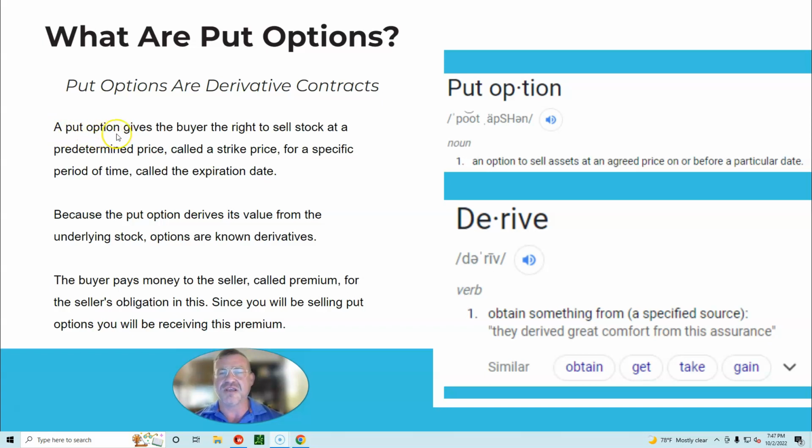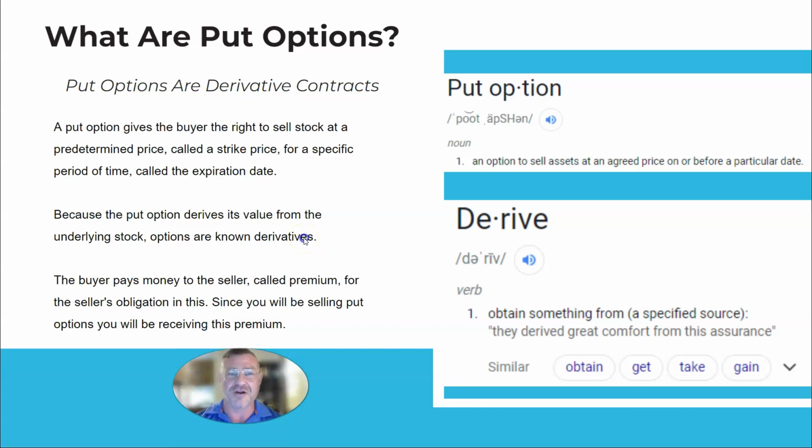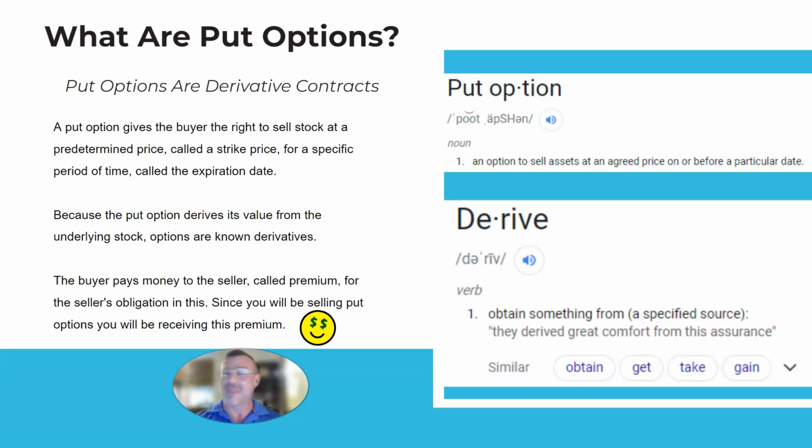A put option gives the buyer the right to sell stock at a predetermined price, called the strike price, for a specific period of time, called the expiration date. Because the put option derives its value from the underlying stock, options are known as derivatives. The buyer pays money to the seller, called a premium, for the seller's obligation in this. Since you will be selling the put option, you are going to be receiving that premium.